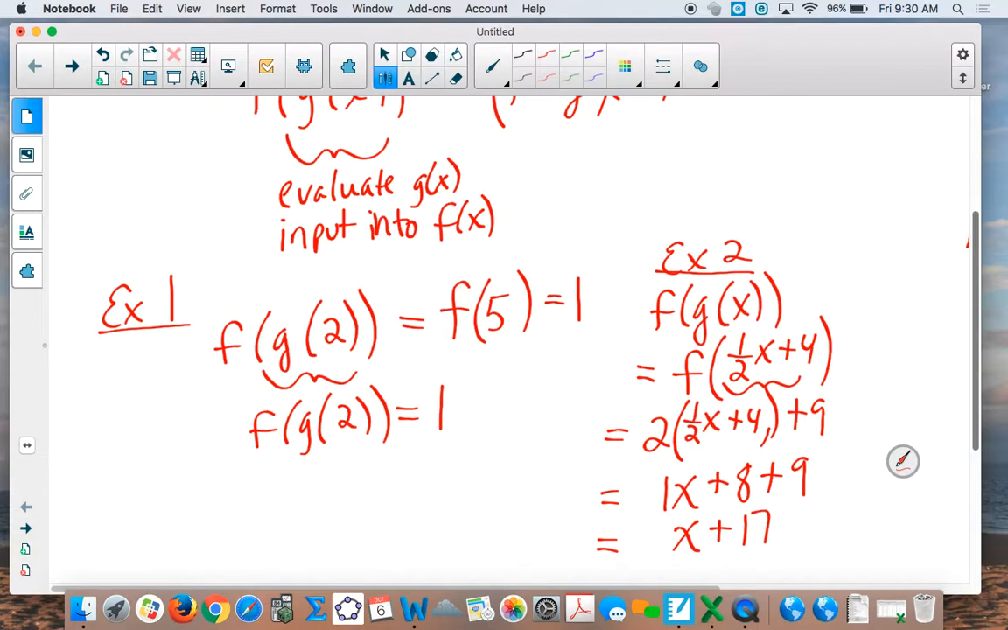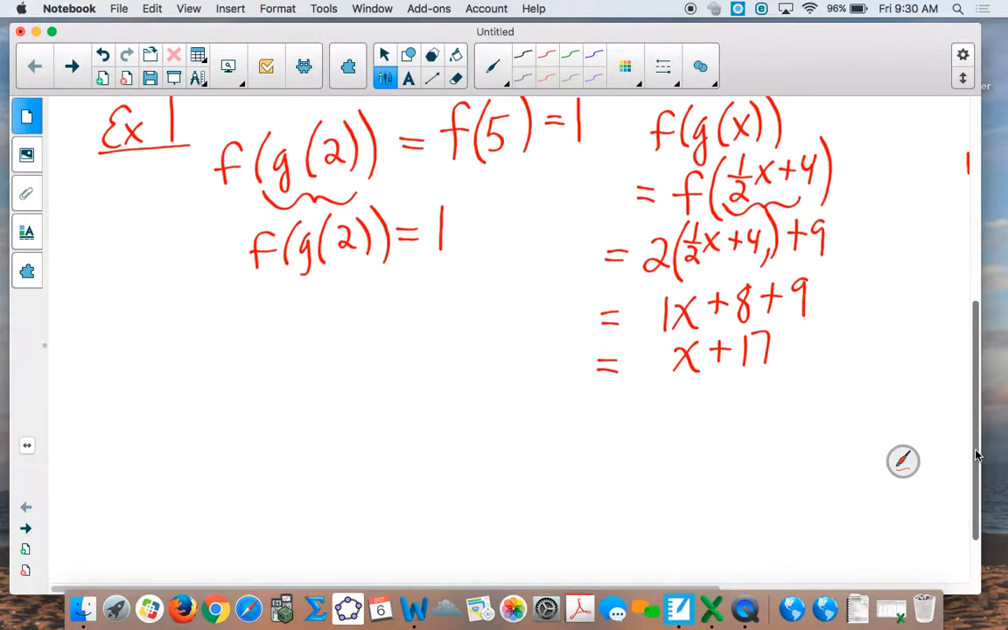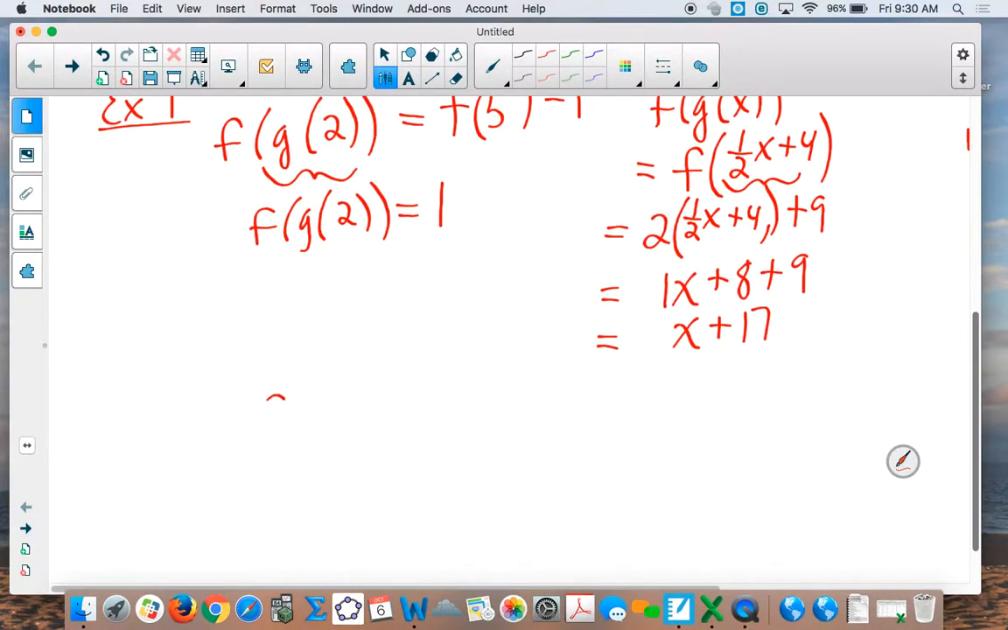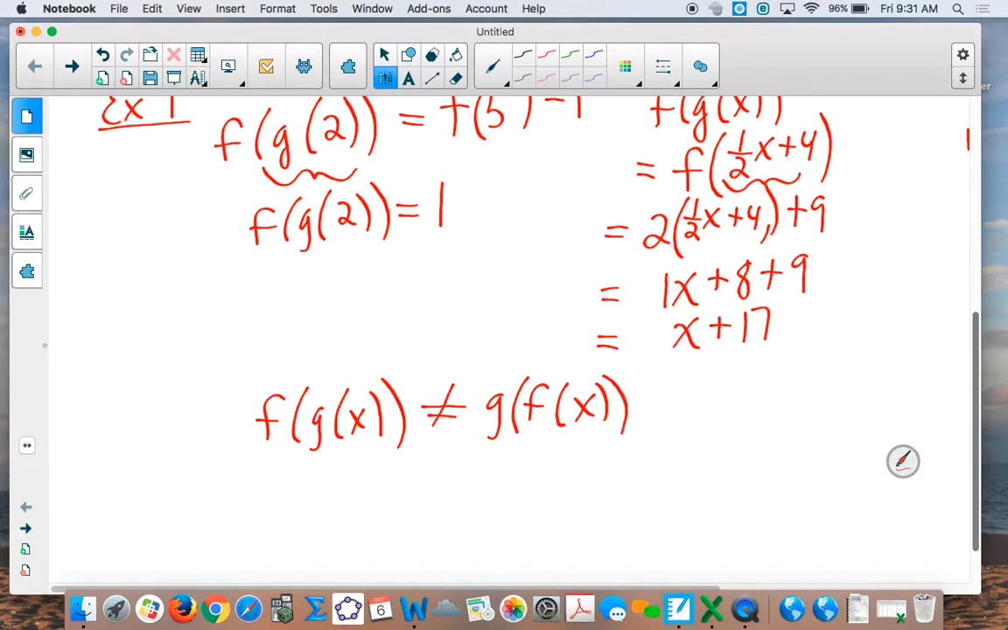Let's look at some more examples here, okay? But I do want to make a specific note here. One more thing before we move on is that, again, f of g of x does not always equal g of f of x. Sometimes it does, okay? We'll investigate that next week. But it's not always that way.